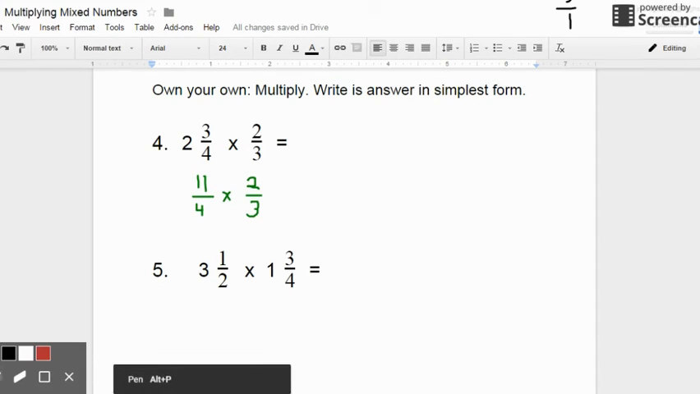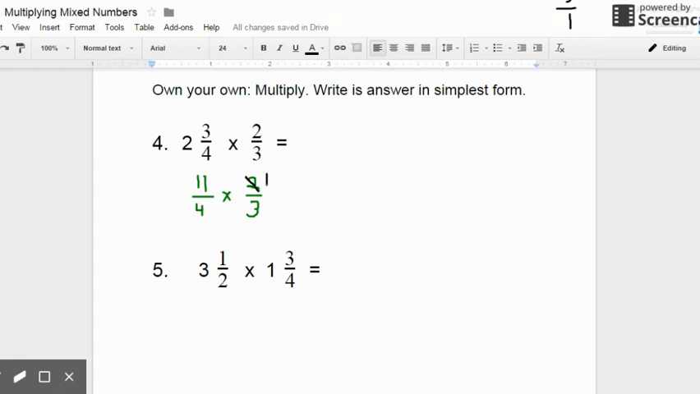And now we go ahead and do our cross canceling. Well, you don't have to do cross cancel. Remember, you could use method 1, but I'm going to cross cancel. We can cross cancel the 4 and the 2 here. 2 goes into both, so I can divide both by 2. 2 divided by 2 is 1. 4 divided by 2 is 2.